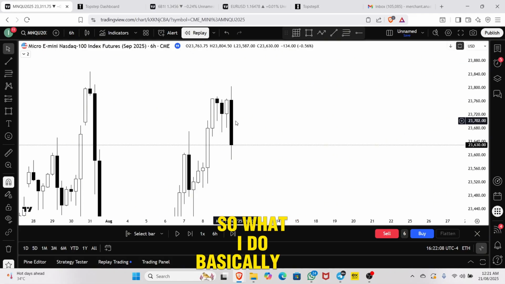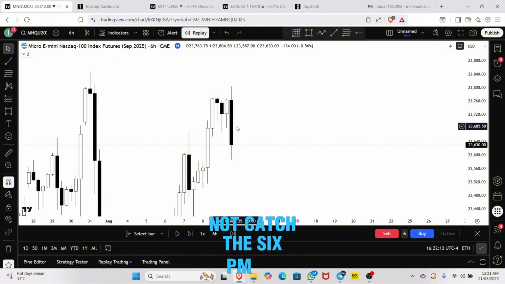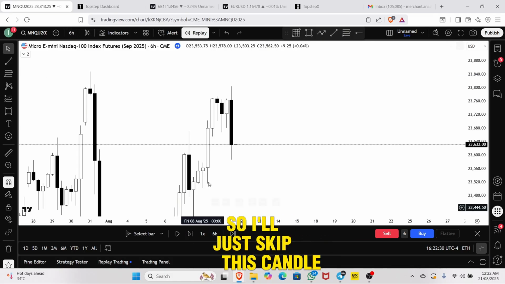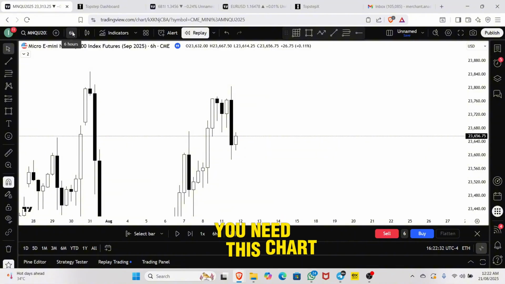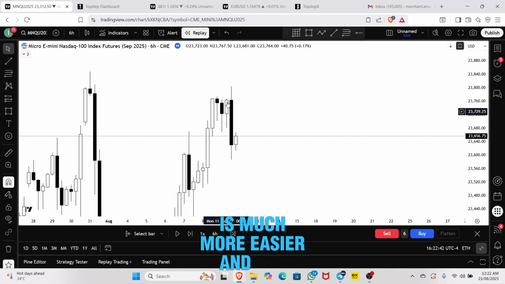So what I do basically coming into the day, number one thing is I do not catch the 6 p.m. candle, because I'm in UAE and I'm sleeping through it. Early in the morning I wake up, it's close to London opening. So I'll just skip this candle, which is a 6 hour candle. You need this chart, so I would suggest that you get a premium of TradingView somehow, because this 6 hour chart is much easier and more helpful.